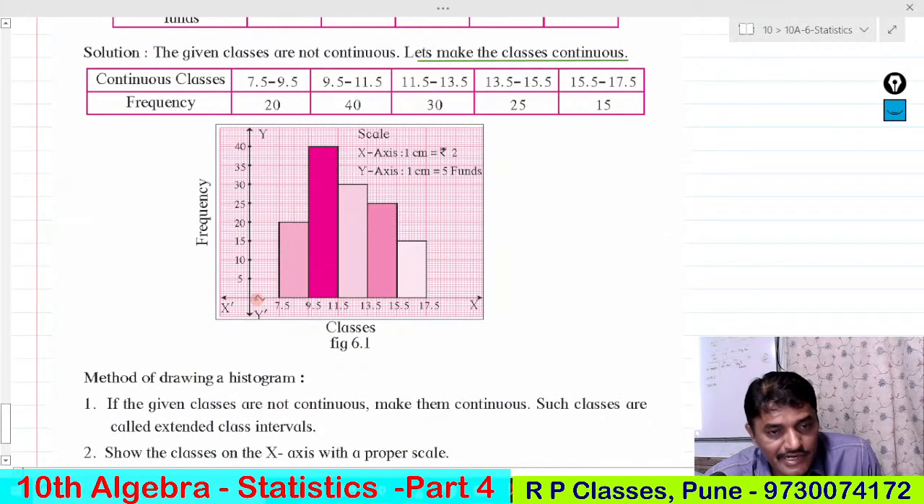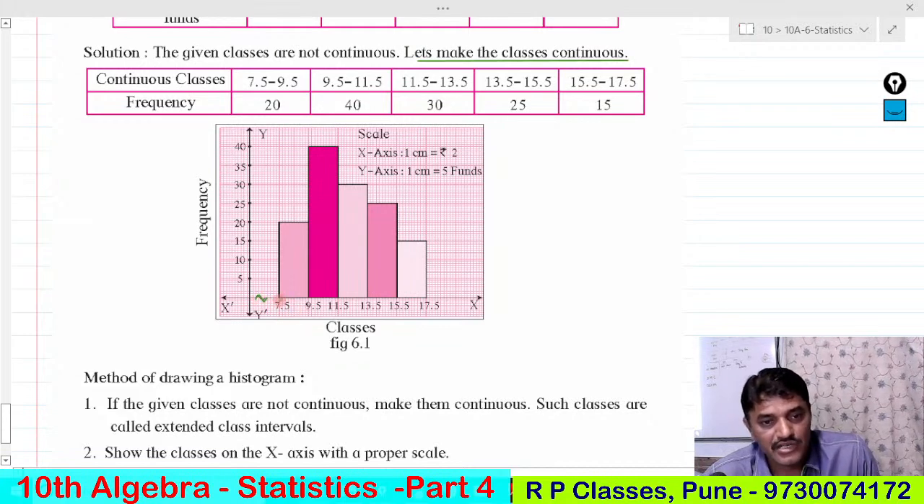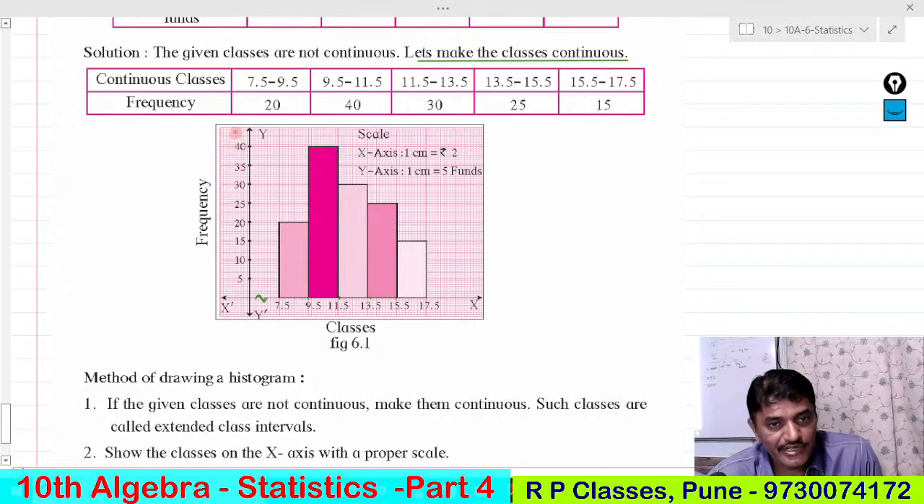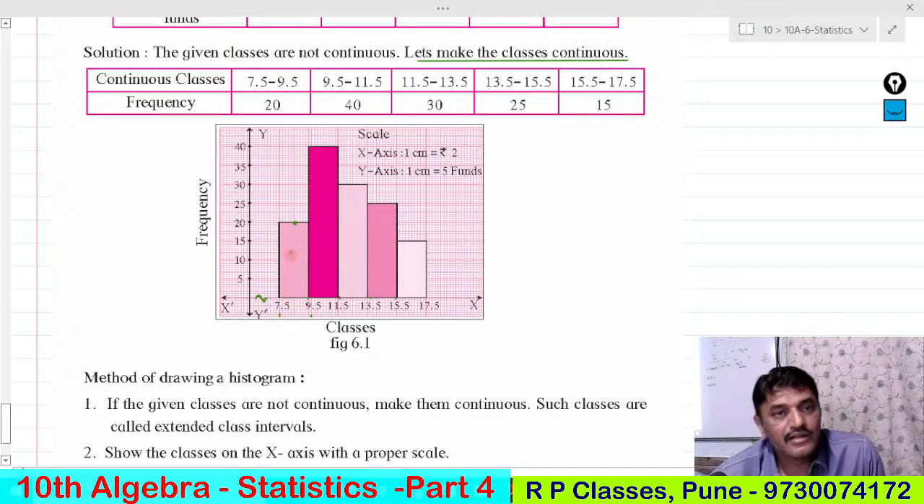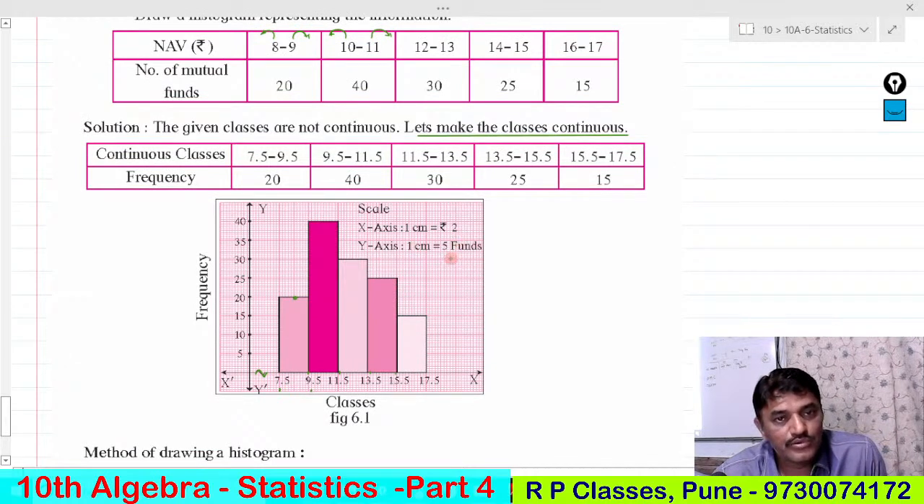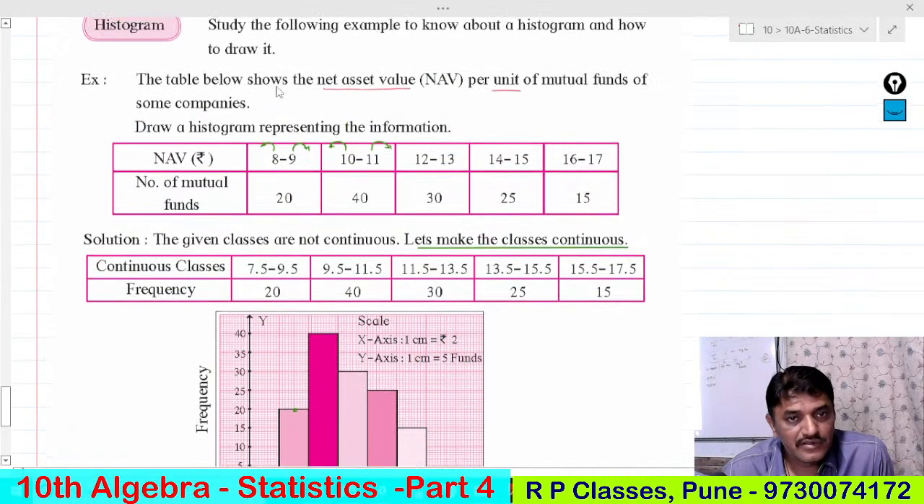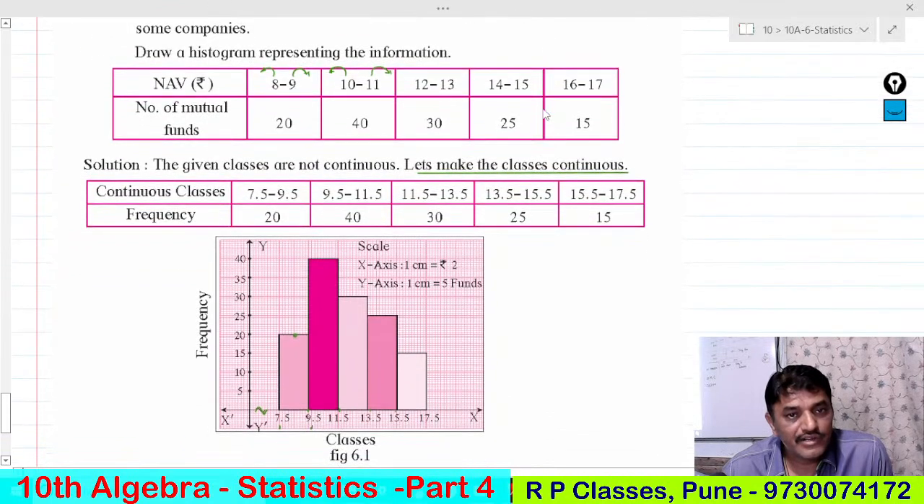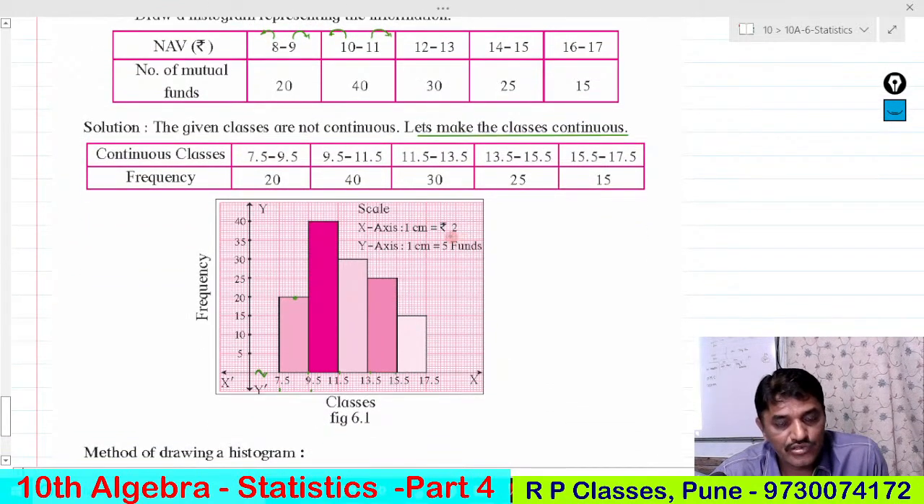Look, from here we will show a break line like this. If 7.5, if we don't waste, then 7.5 to 9.5, 9.5 to 11.5, 13.5, 15.5, 17.5. And the frequency of each we will plot here, 5, 10, 15, 20. So this is 20. On the x-axis, 1 centimeter, from here to here, 1 centimeter is equal to 2. What is 2? 2 NAV, these many rupees, for the net asset value of the company. So it is 2 rupees on the x-axis, and on the y-axis 1 centimeter is 5.